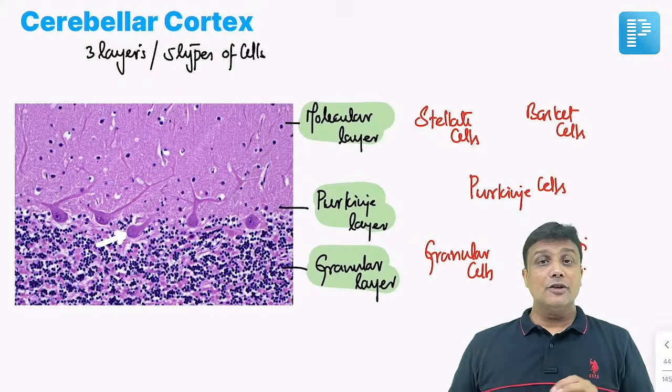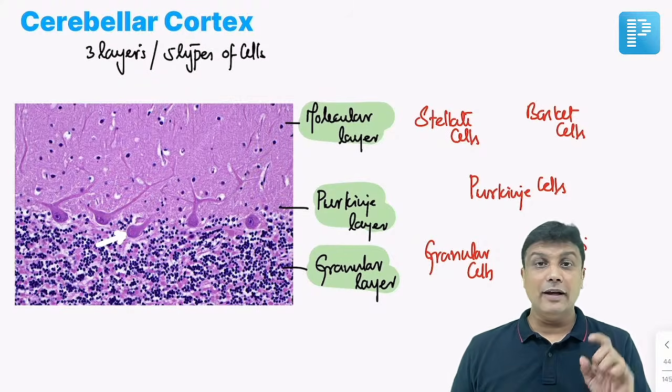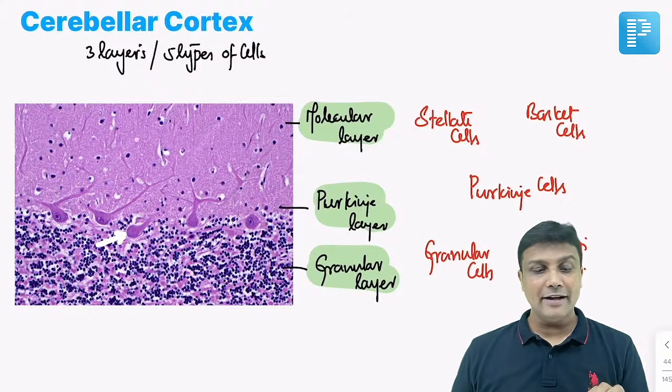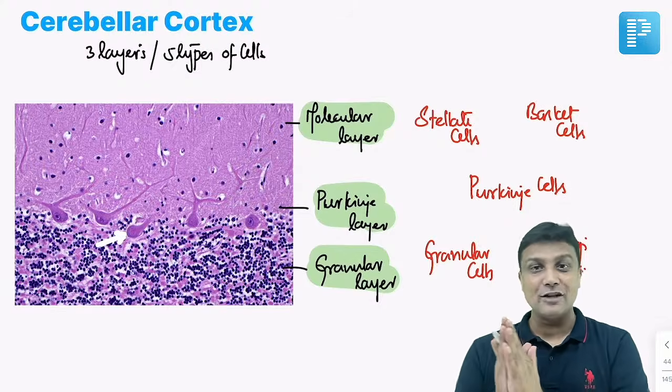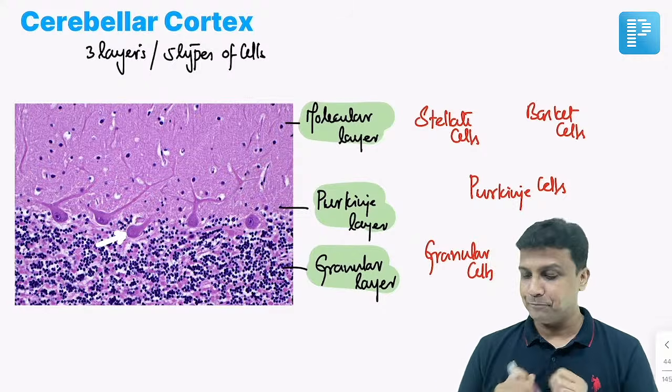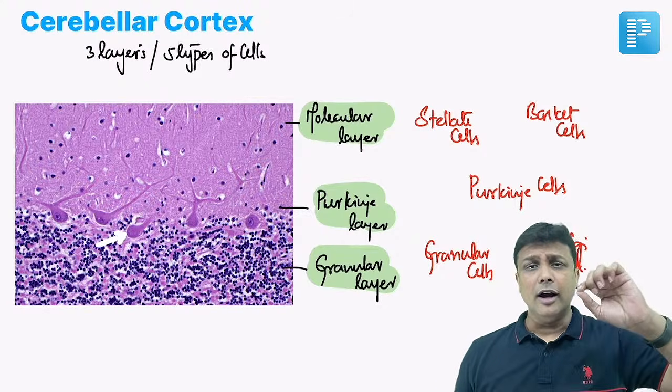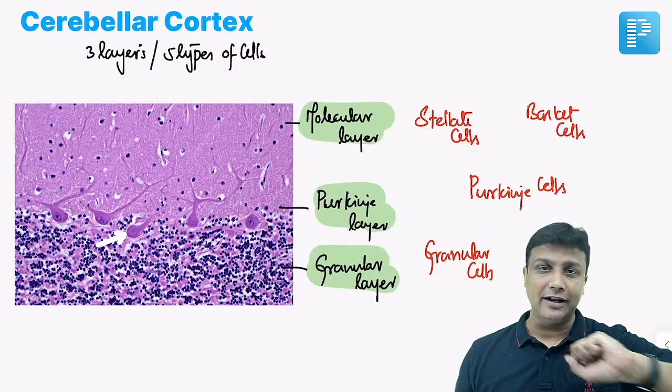Okay. So in the outermost layer, that is the molecular layer, you'll be having stellate and basket cells. In the Purkinje layer, you'll be having Purkinje cells. And in the granular layer, you'll be having granular cells as well as the Golgi cells. Perfect. So as I told you, out of the 3 layers, you'll be having 5 different types of cells.